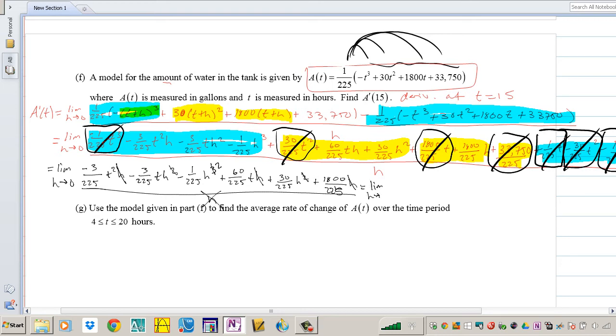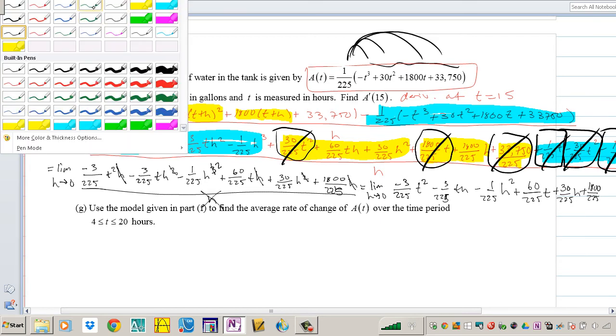The limit as h approaches 0 of negative 3 over 225 t squared, minus 3 over 225 t h, minus 1 over 225 h squared, plus 60 over 225 t, plus 30 over 225 h, and finally we have 1800 over 225 by itself. Now let's go ahead and apply the limit.